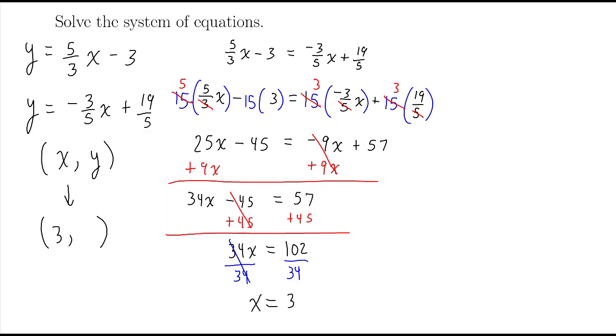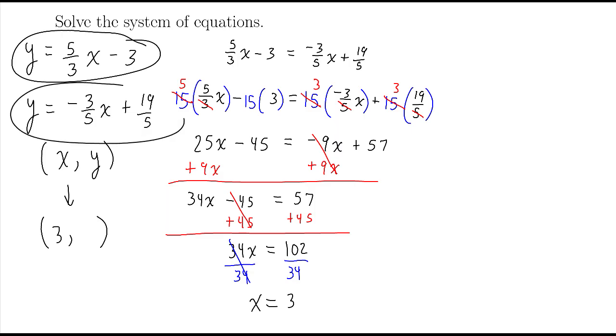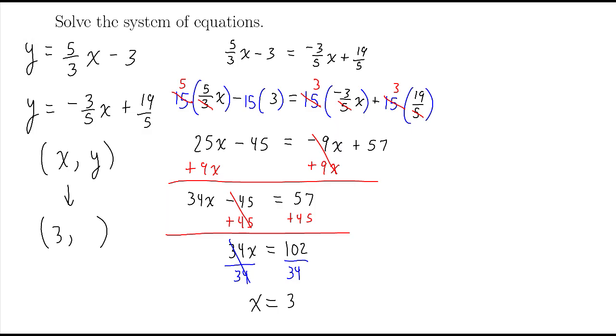Now to find the y value, plug 3 into either of these equations. I'm going to plug it into the top one because I know I'm going to plug a 3 in right here, and that 3 will cancel out with this 3 down here. So I'm kind of looking ahead to decide which one would be easier. So y equals 5/3 times x. We just said that the shared x is 3, minus 3.